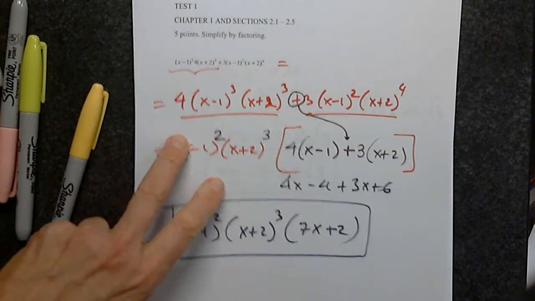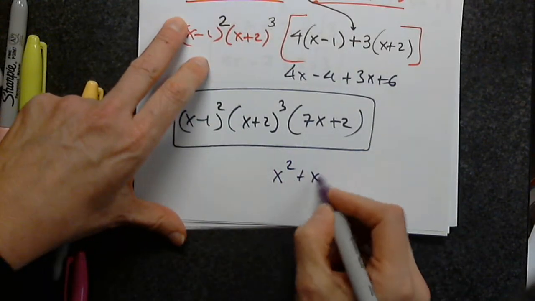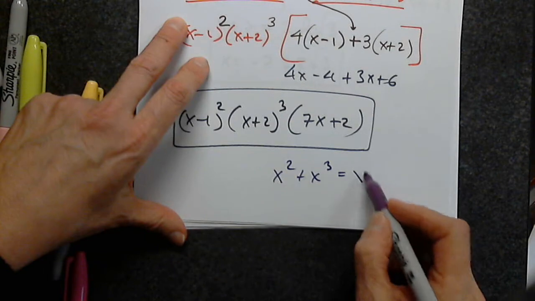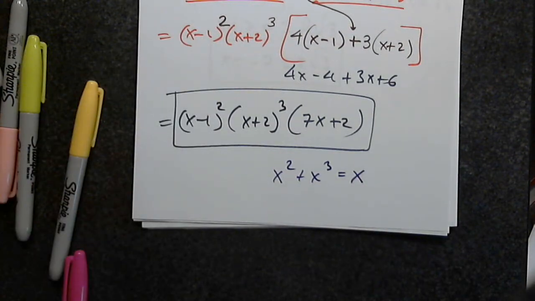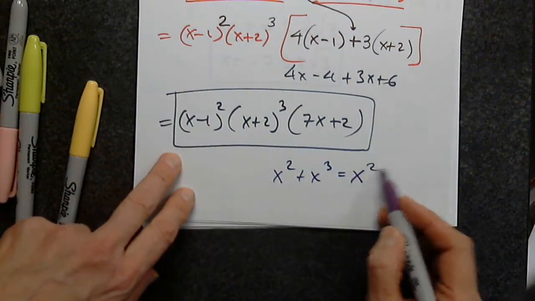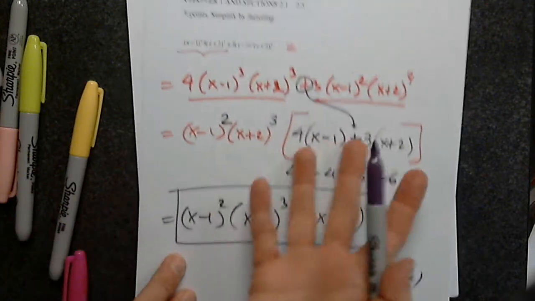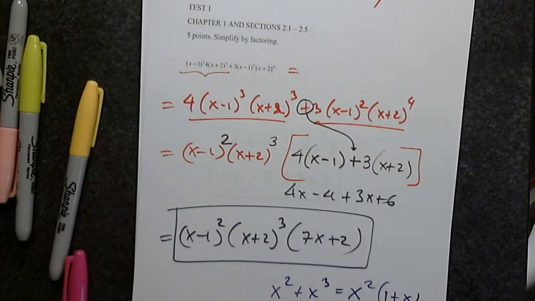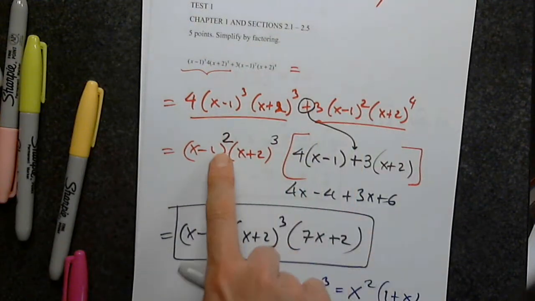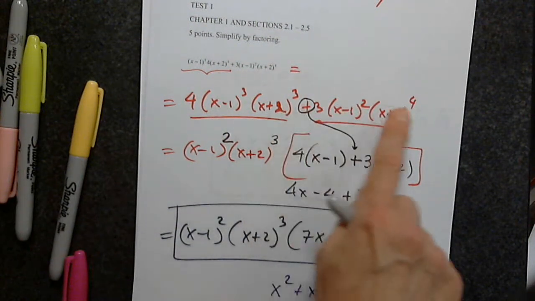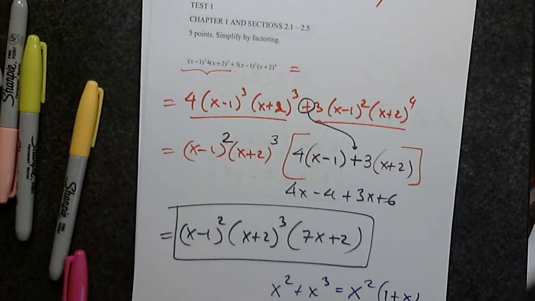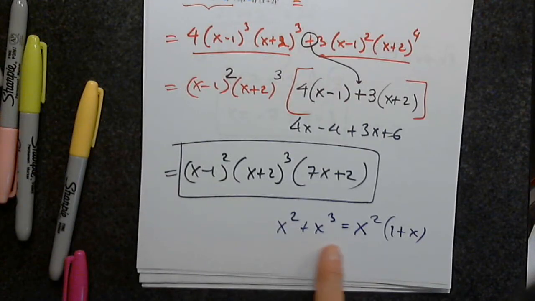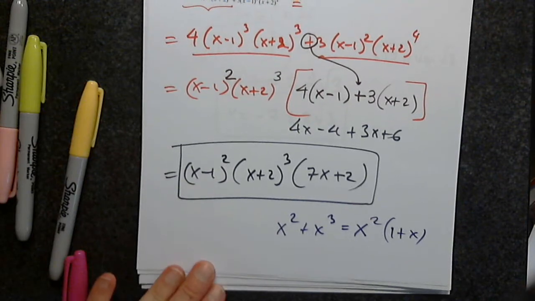Okay, so let's do this. If I have x squared plus x to the third, I know x is a common factor. Which power? Squared. And you have 1 plus x. Exactly the same idea. Power 3, power 2 goes 2 in front. Power 3, power 4 goes 3. The exact same idea here. I cannot take out more than what they have in common.